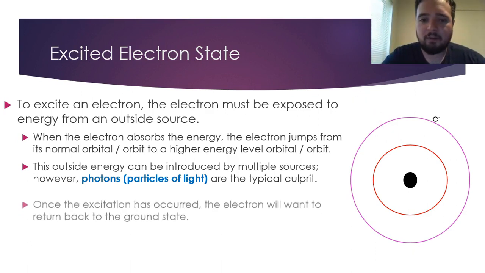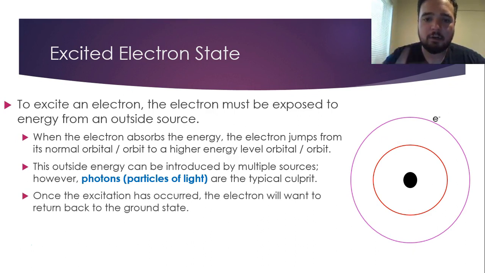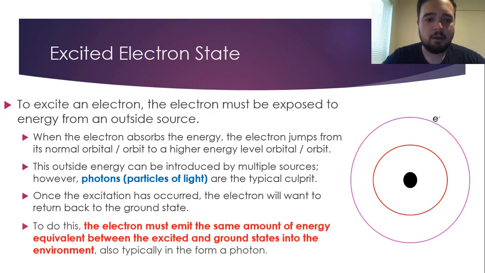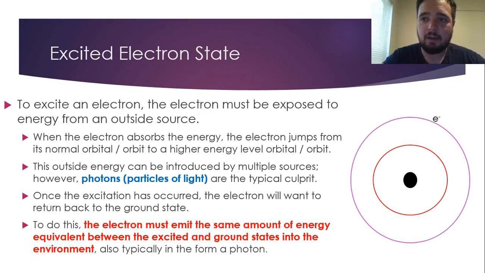So then what happens is that as soon as that excitation occurs, the electron wants to return back to its ground state. It's an excited state, an unstable state. And everything in Mother Nature wants to get back to as normal, as stable of a state as possible. So the electron wants to give back the energy as soon as possible. So what it does is it emits the same amount of energy that was given to it. That is equivalent to the energy level between the excited state that it's in and the ground state that it's in.